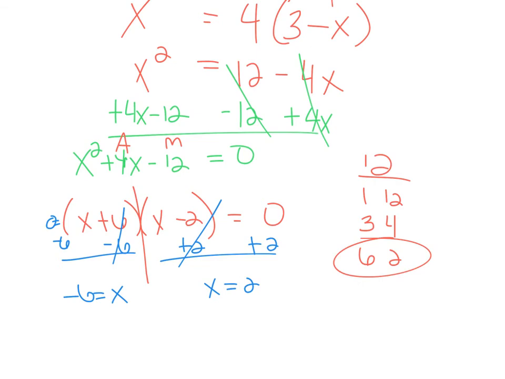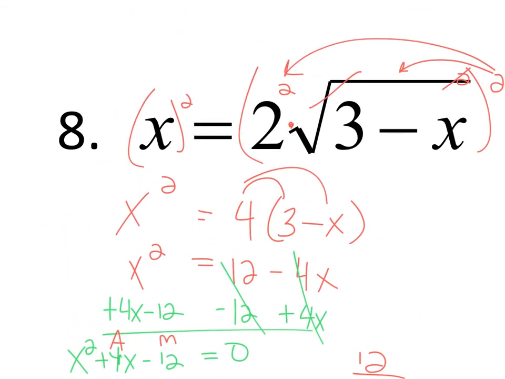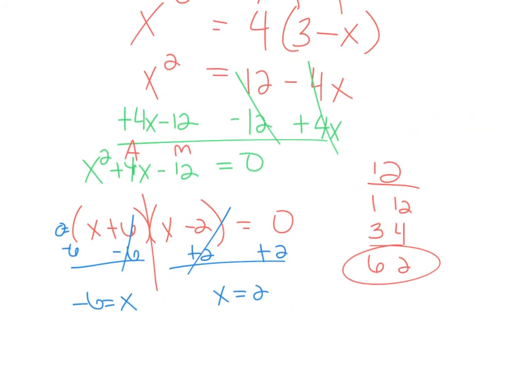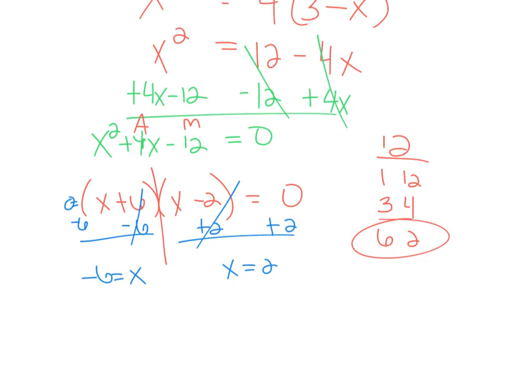And you're going to check your answers by putting the left side of the original equation, so you're going to put x into y1 and 2 square root of 3 minus x into y2. You're going to look at the table, and you're going to check negative 6 and 2, and you're going to find out that negative 6 does not work, so you're going to reject this one because it's extraneous. And you're going to keep 2.